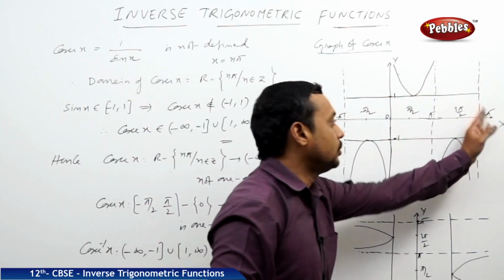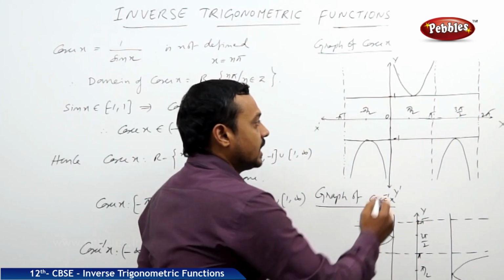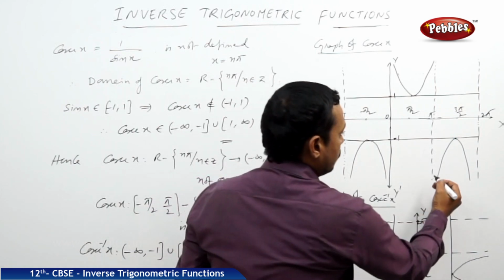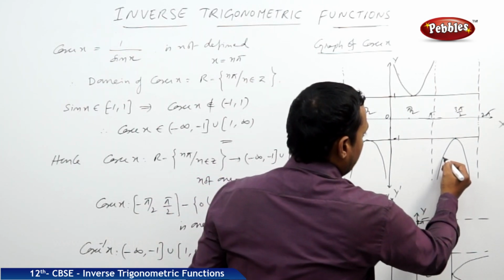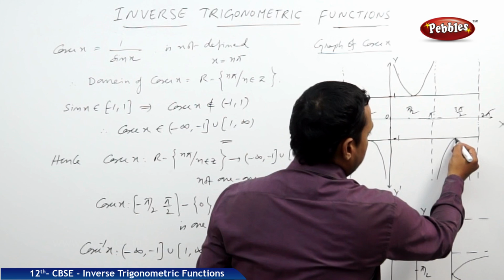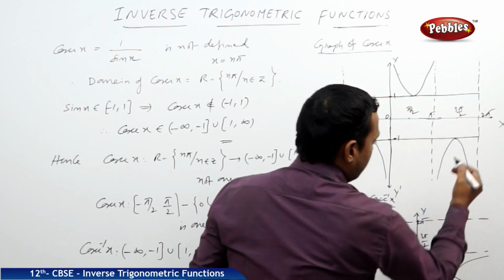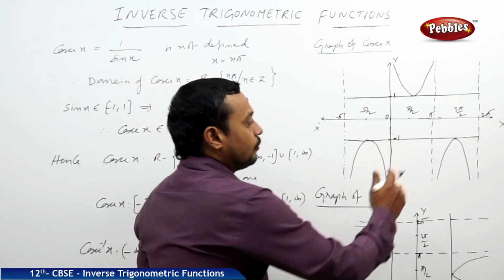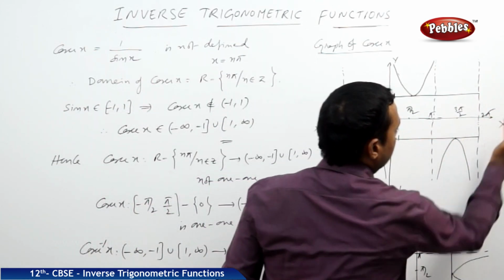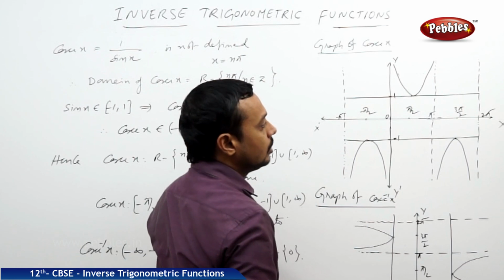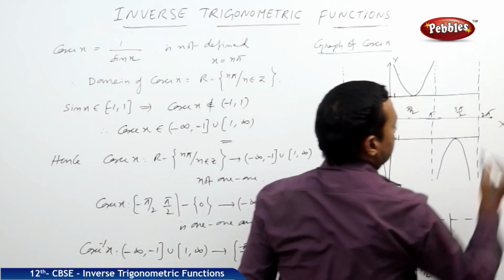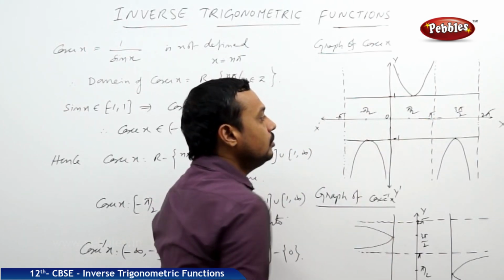Whereas in pi to 2 pi, the cosecant x is negative, so it starts from minus infinity and comes to the maximum minus 1 and again decreases going to minus infinity. Similarly, if we take another interval 2 pi to 3 pi, again you will get the graph like that, just like 0 to pi.